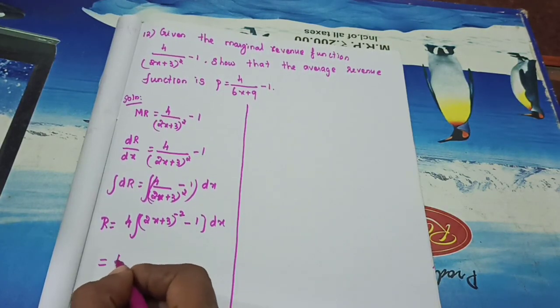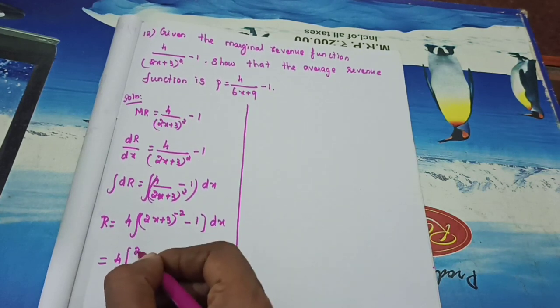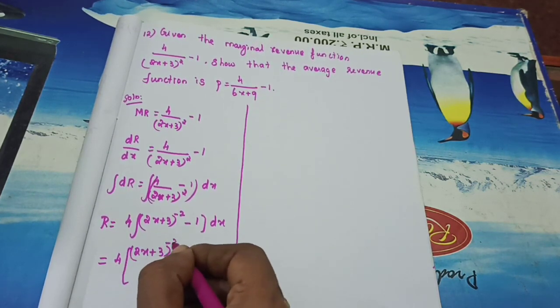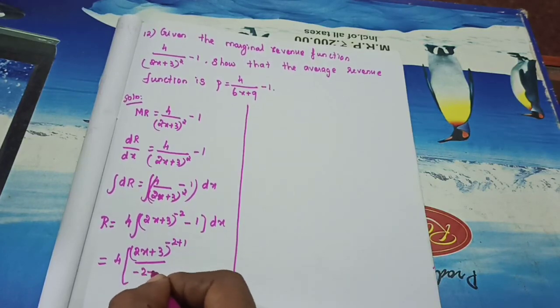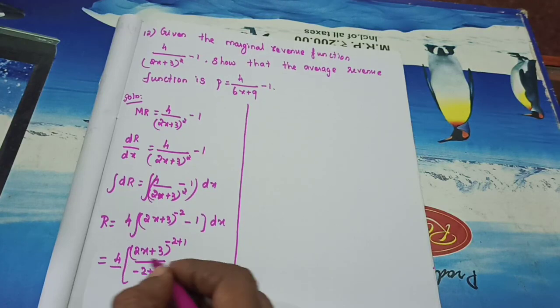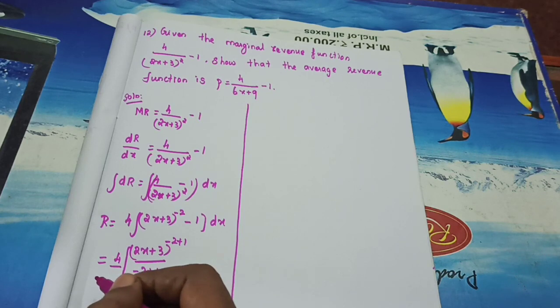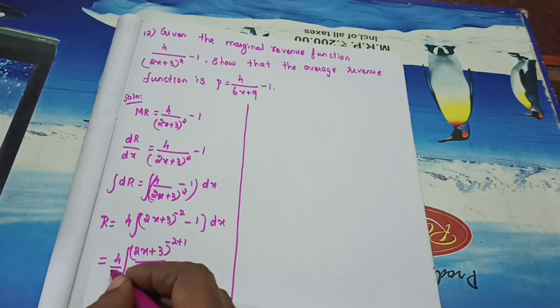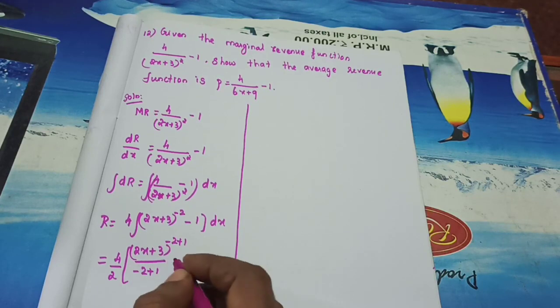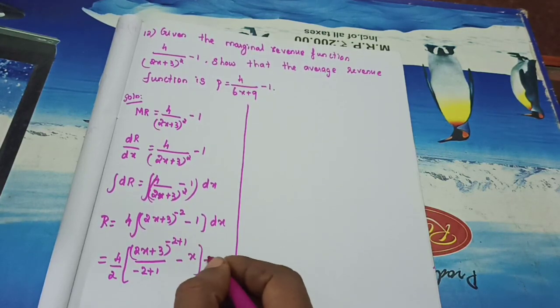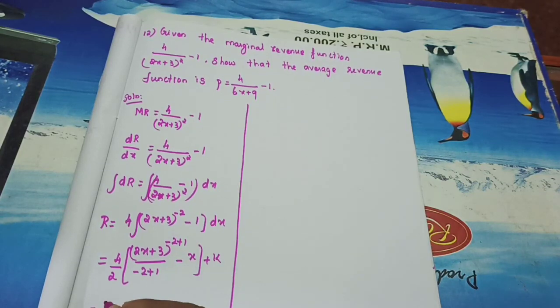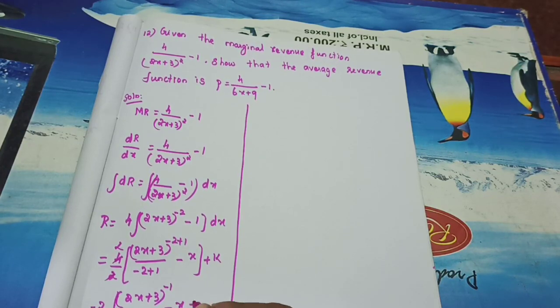That's equal to 4 into (2x plus 3) to the power minus 2 plus 1, divided by minus 2 plus 1. As well, what do you need to do? What's the coefficient of x? You need to divide by the coefficient of x. For (ax plus b) to a power, you also divide by the coefficient of x. So the coefficient of x is 2, and the minus x and the plus 1 are constants. So 2 into (2x plus 3) to the power minus 1, divided by minus 1, minus x plus k.